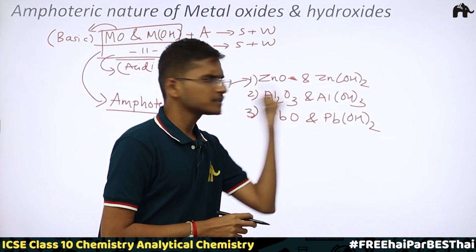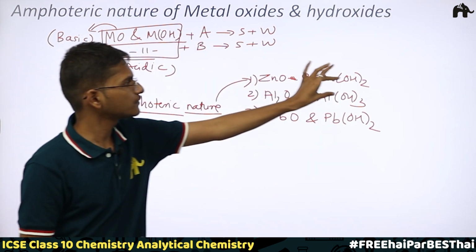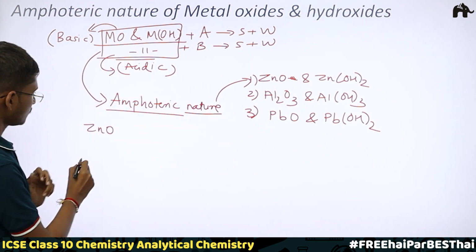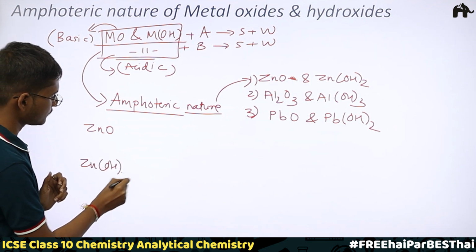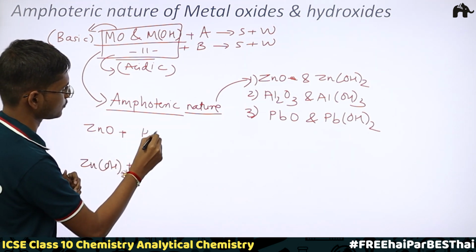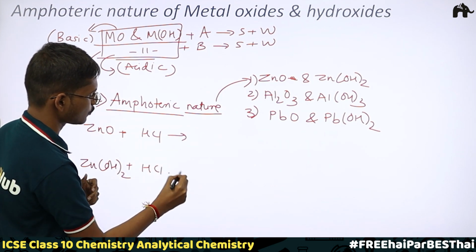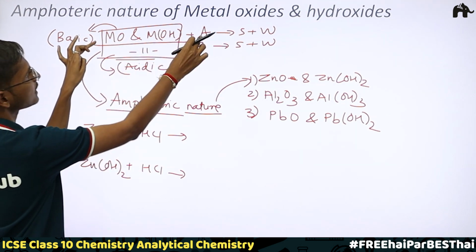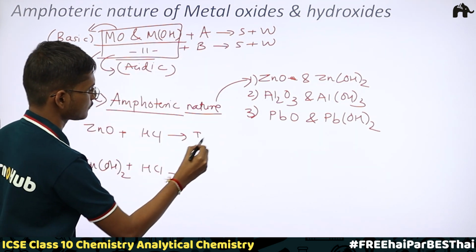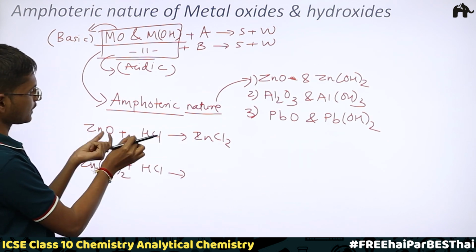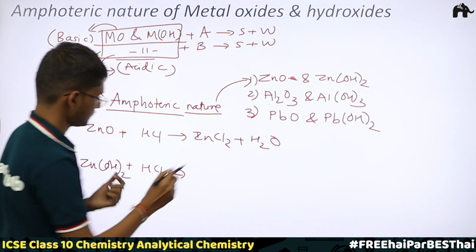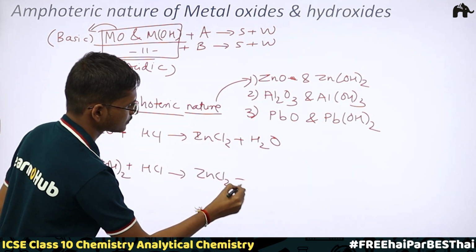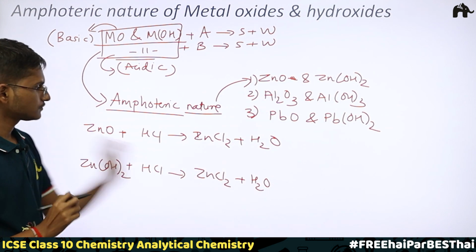So let's start with the first case. I am taking an example for this first case: zinc oxide and zinc hydroxide. What I would do is treat both of them first with acids, suppose HCl. Since these are amphoteric in nature, they would react with acids to form salt and water. So yes, they form zinc chloride and water, and in the same way zinc chloride and water. The salt which is formed is the same.